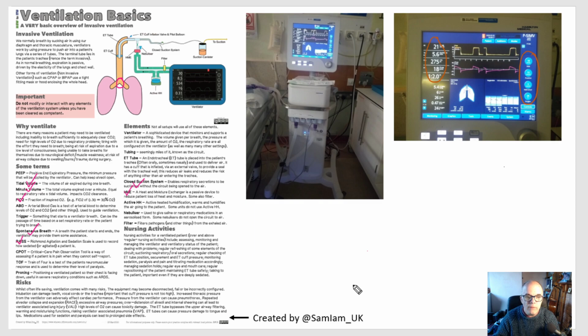So that's the ventilation basics. As I say, the ITU nurses will be looking after it, but I think if you're going to end up in ITU helping out, it's nice for you to have a basic understanding of what's actually going on.